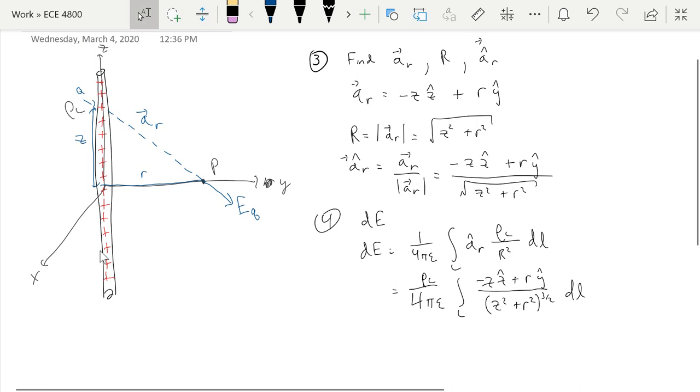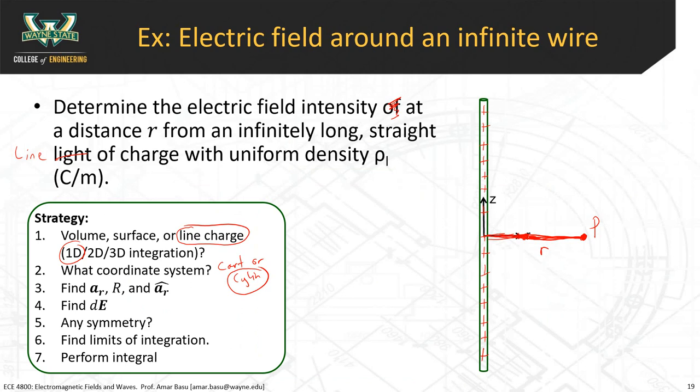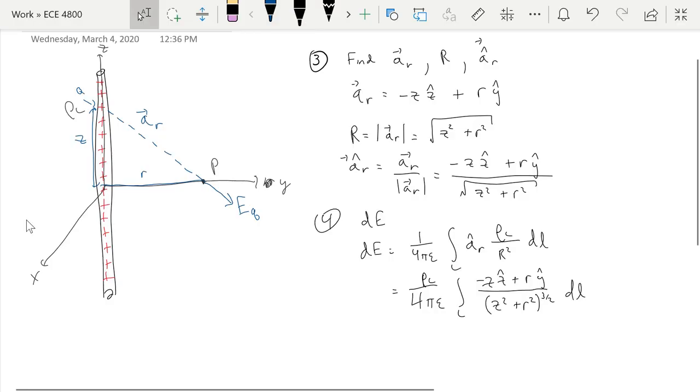For every point on the positive z-axis, there is another point on the negative z-axis which is the same distance from the point P. So let's write this down. By the way, we are on step 5 of the problem. We have to ask ourselves, is there any symmetry? Imagine that we're adding up all the contributions of all the charges along this entire z-axis. Is there anything that would cause electric field components to cancel?